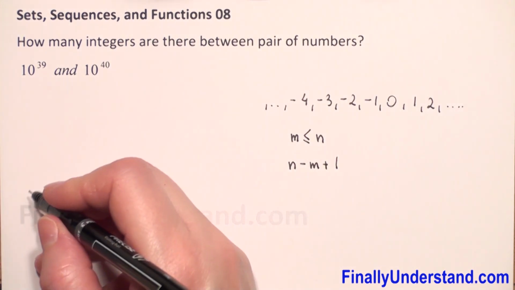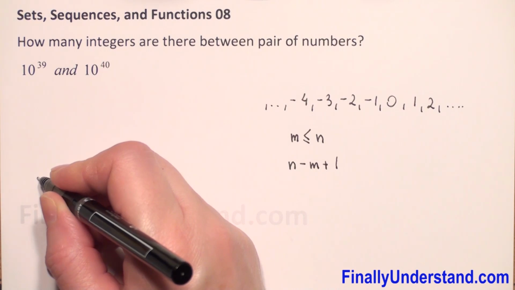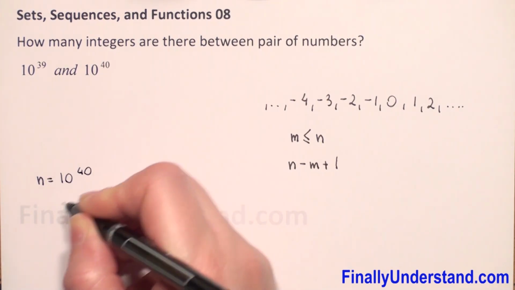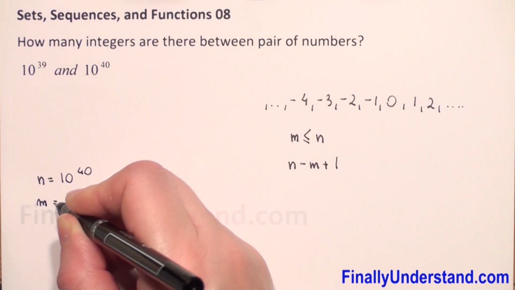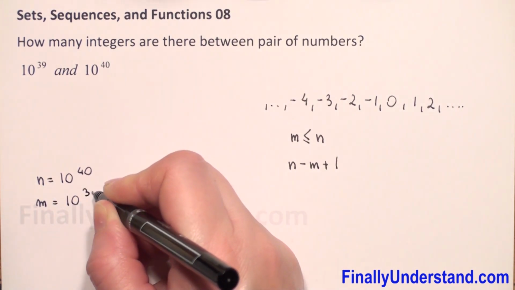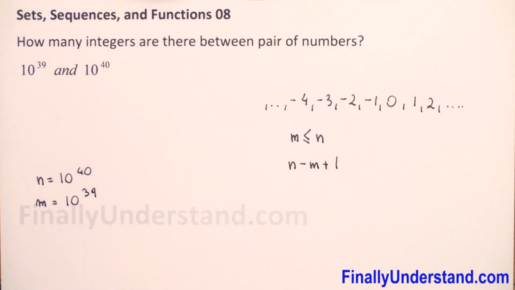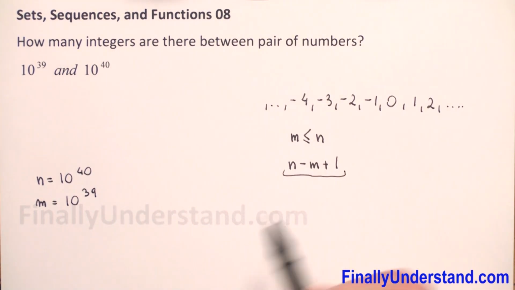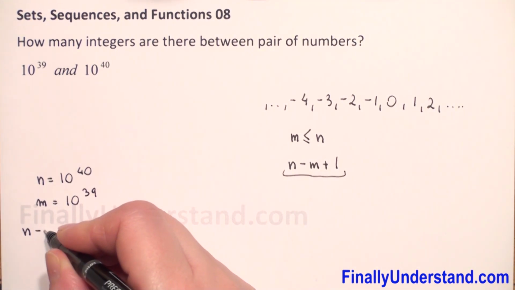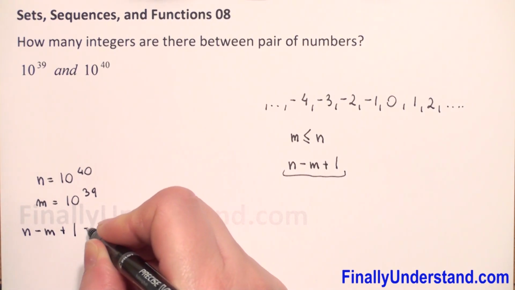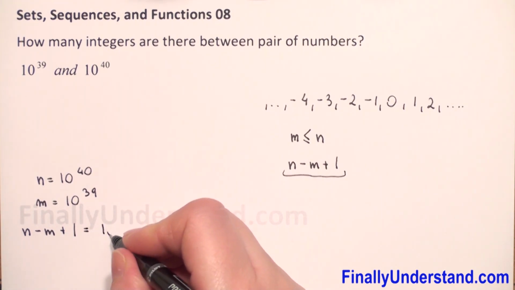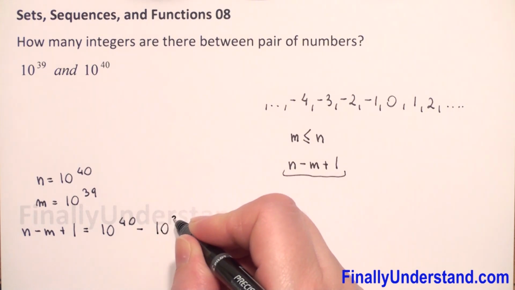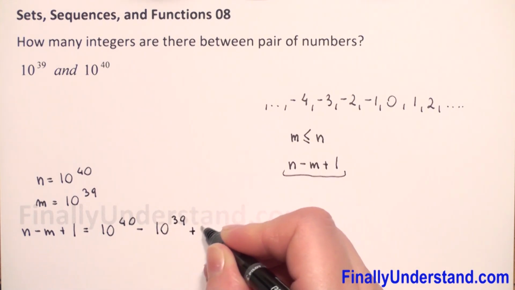So now in our example, n is equal to 10 to the power 40, and m is equal to 10 to the power 39. So, let me copy our formula: n minus m plus 1 is equal to 10 to the power 40 minus 10 to the power 39 plus 1.